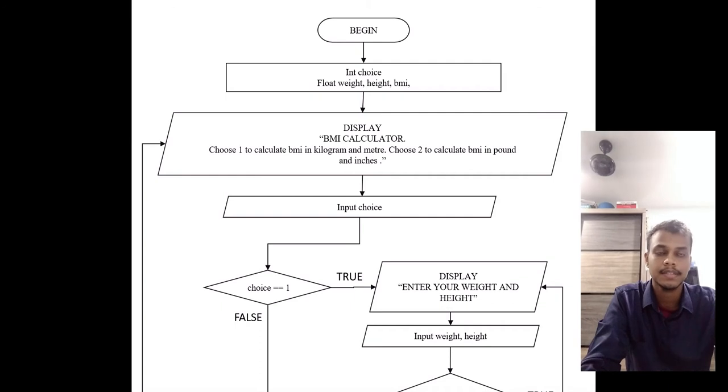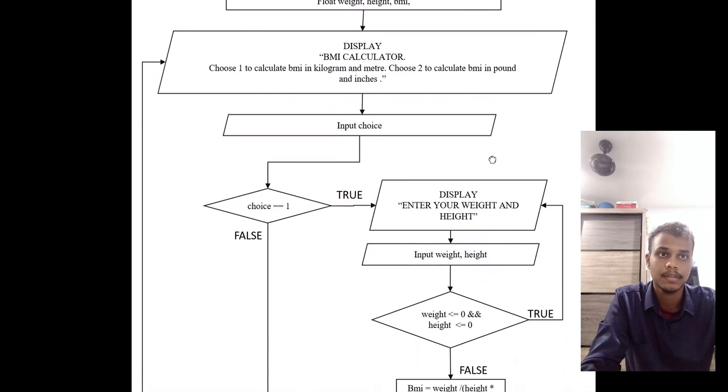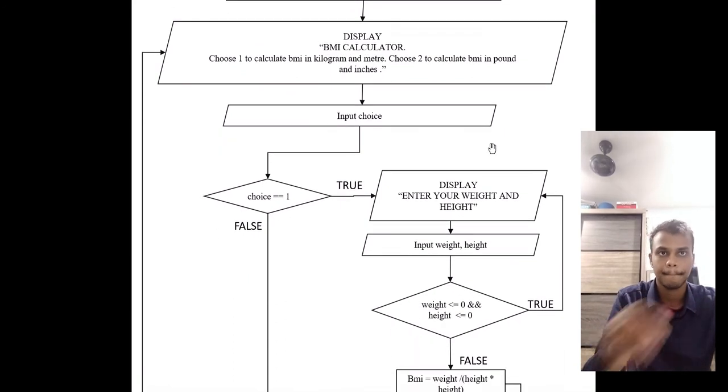Okay, I will be presenting the flowchart. We're starting from begin. Then we declare our variables: integer choice, and float weight, height, BMI. Then we display the BMI calculator. Choose 1 to calculate BMI in kilogram and meter. Choose 2 to calculate BMI in pound and inches. Then the user will input their choice.